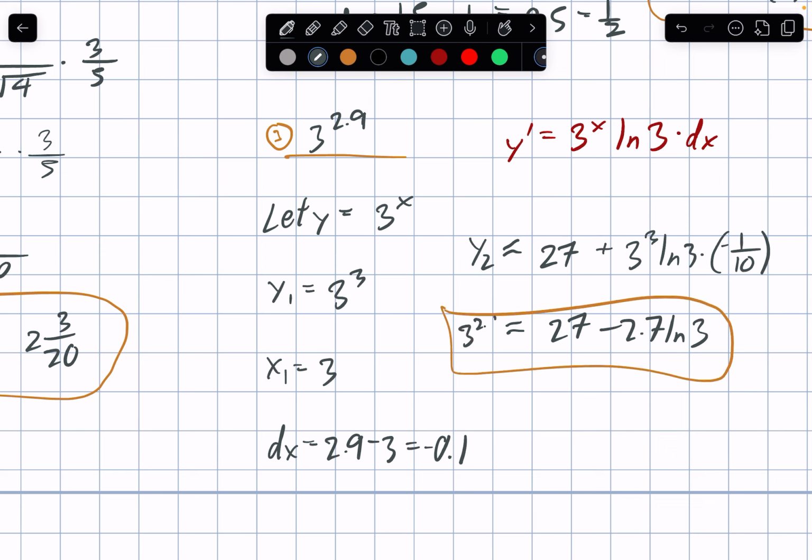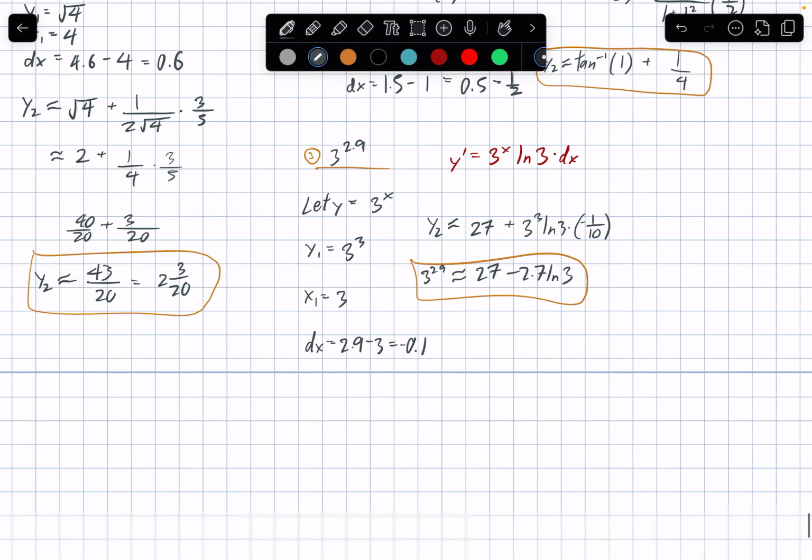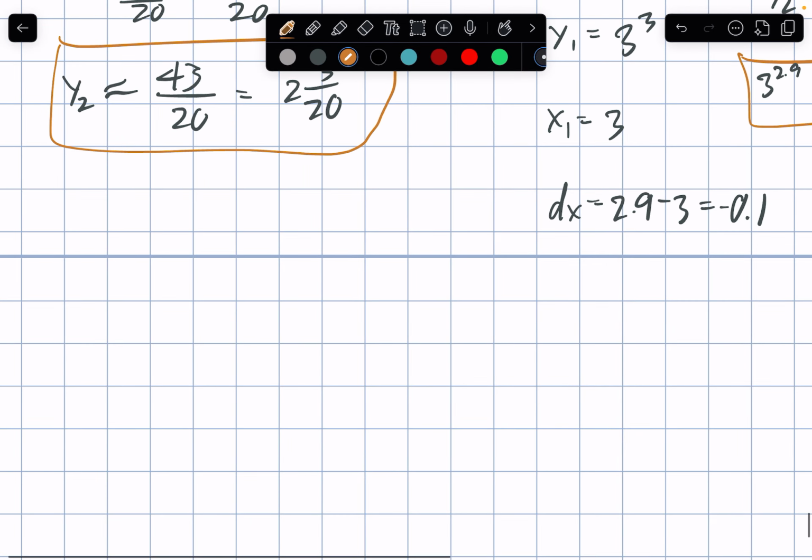y2, by the way, is, in other words, what's given. So it's not written like this, okay? It's written with an approximation sign, roughly equal to, not exactly equal to.